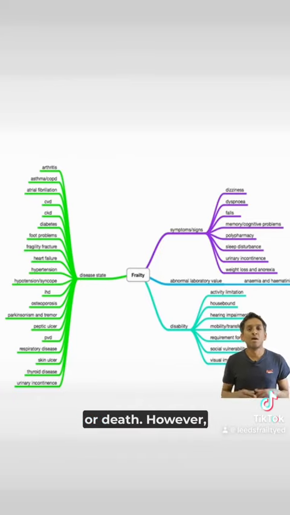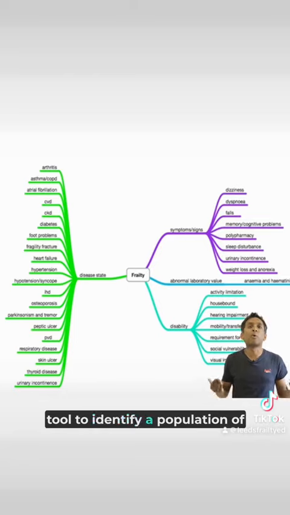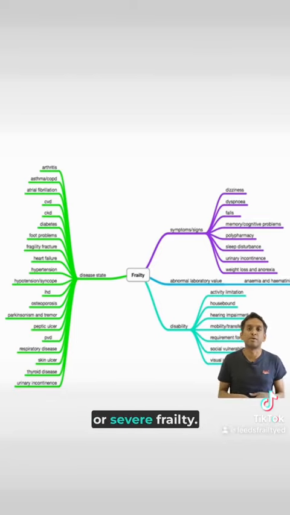Like other frailty indices, the Electronic Frailty Index predicts adverse outcomes, like admission to a care home or death. However, it relies on the quality of the data in the record and shouldn't be used for individual people. It's best used as a screening tool to identify a population of people who have a degree of frailty, like moderate frailty or severe frailty.